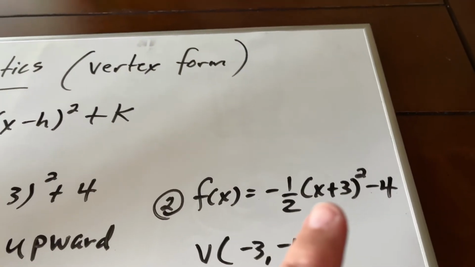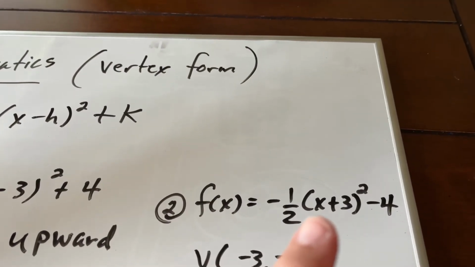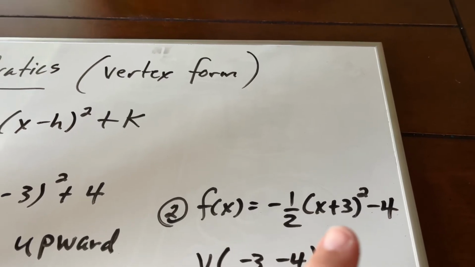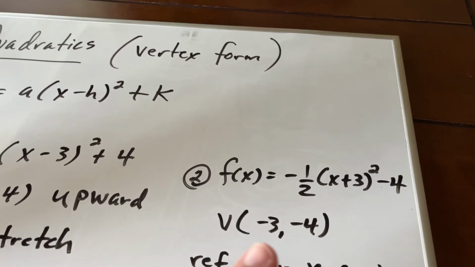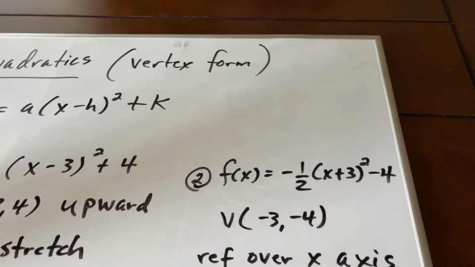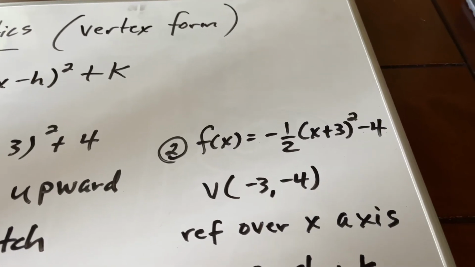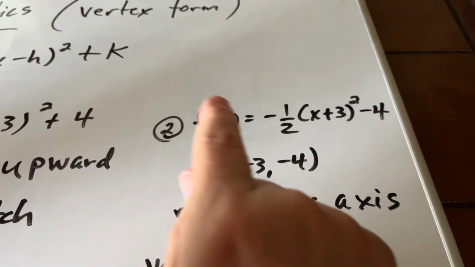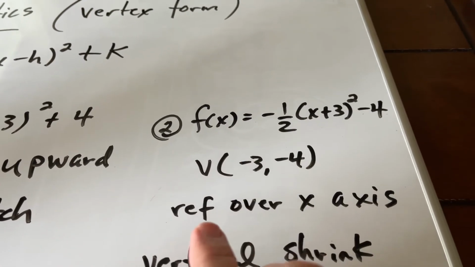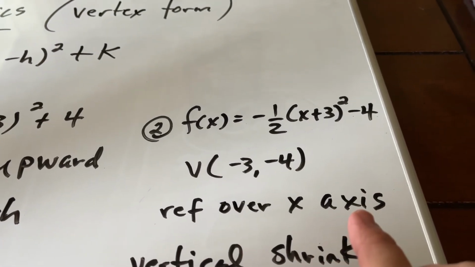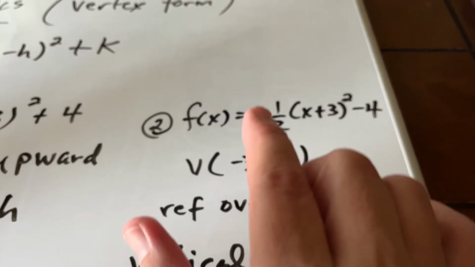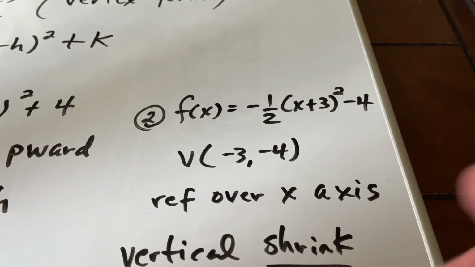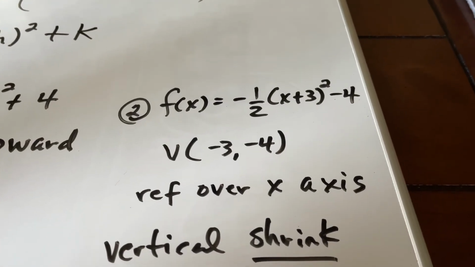So if this is x plus 3, really you would write this as x minus a negative 3. That's why this is a negative 3 here, and that's a negative 4 there. So the vertex is (negative 3, negative 4). Because of the subtraction sign here, we say it's reflected over the x-axis. That's what it means when you have a negative a term. It's reflected over the x-axis, so it's opening downward.